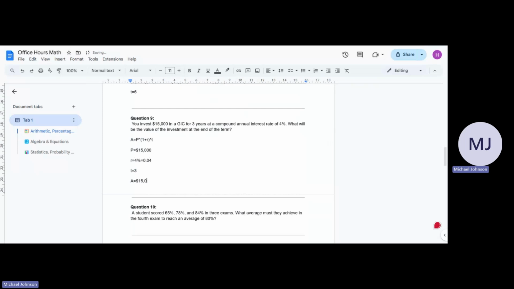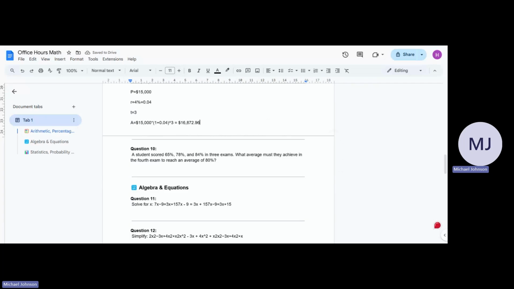So we put all that in. A equals 15,000 times (1 plus 0.04) to the exponent of 3. So we do that, and then we would get an amount of 16,872.96 after that period. So that's how we would do that here.